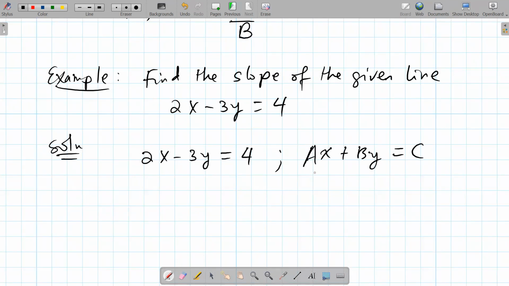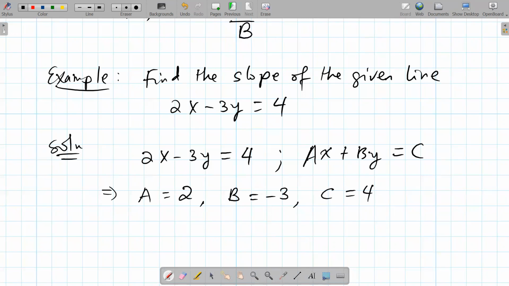If I compare this x with this x, that tells me that the a value there is 2. If I compare y with y, then it means that the b value is -3. And then this is the equal sign, which tells me that what is on the right side of the equation, c, is 4.